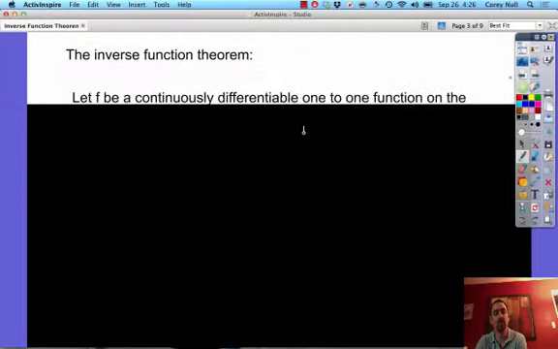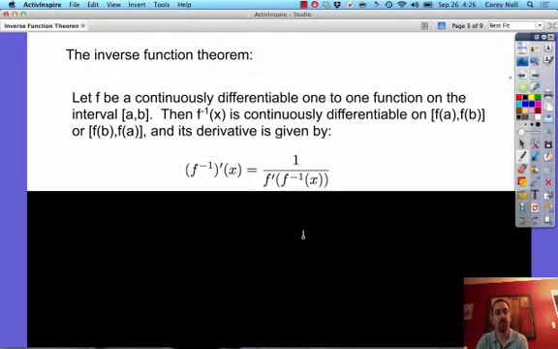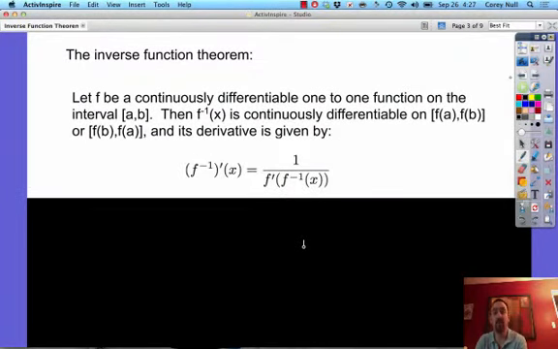Okay, so here's what we're going to use: the inverse function theorem. Here's what it says. Let f be a continuously differentiable 1-to-1 function on the interval a to b. Then, f inverse of x is also continuously differentiable on the interval either f of a to f of b or f of b to f of a, depending on if it's an increasing function or decreasing function. And its derivative is given by this.